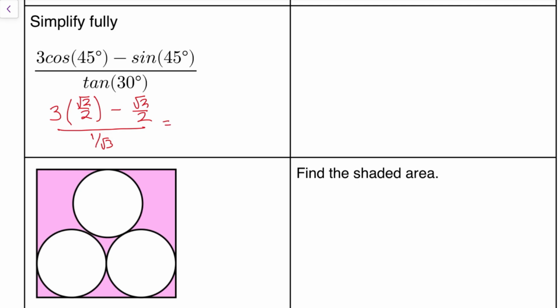Let's tidy this up. So 3 things minus 1 thing is 2 things. So that's 2 lots of root 2 over 2. The 2s will cancel. And I'm dividing that by 1 over root 3. I'm just going to leave that there for now. So now we can tidy the top up to just be root 2. And that is divided by 1 over root 3.